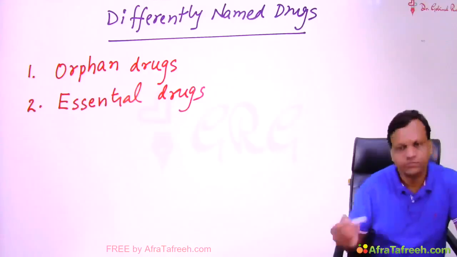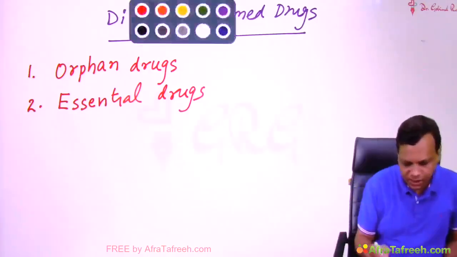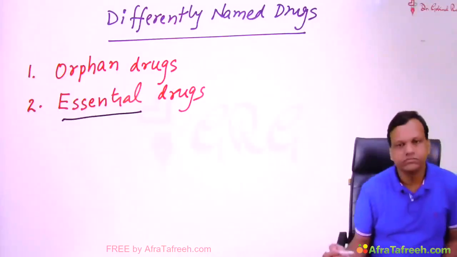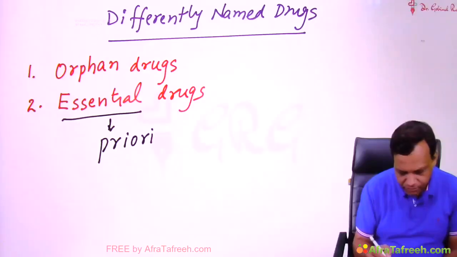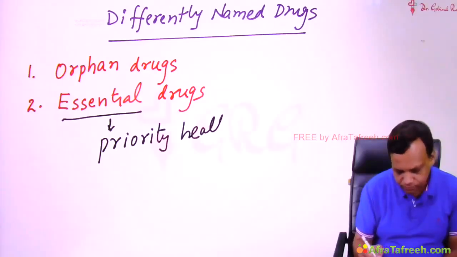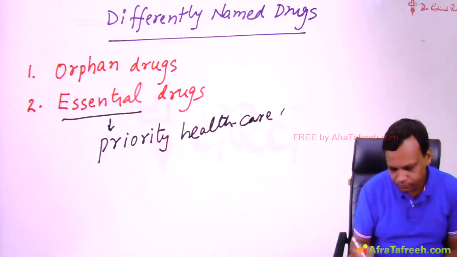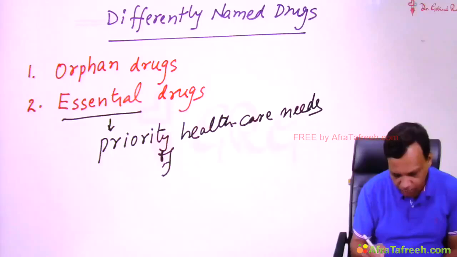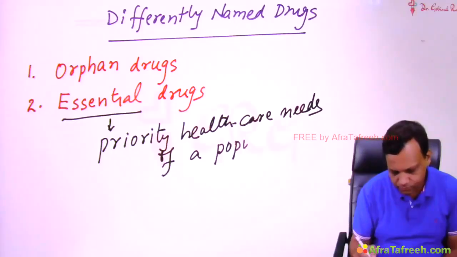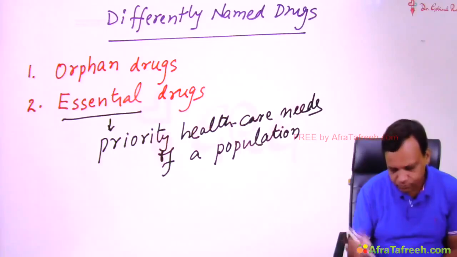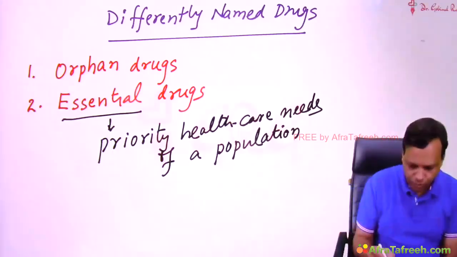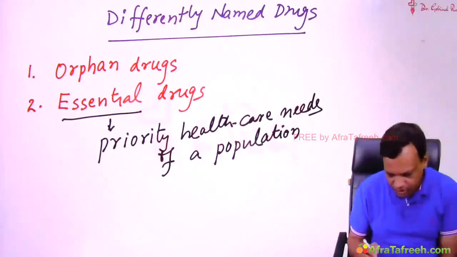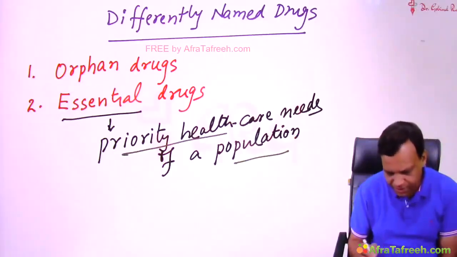Essential drugs. So as the name tells, essential, necessary. Essential drugs are the drugs which cater to priority health care needs of a population. Priority health care needs of a population. Now there are two important things in essential drugs. One is population, second is priority healthcare needs.